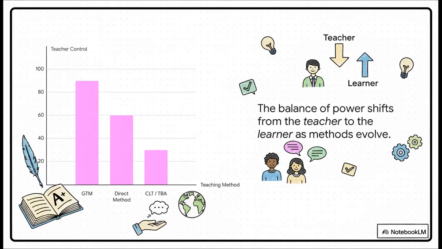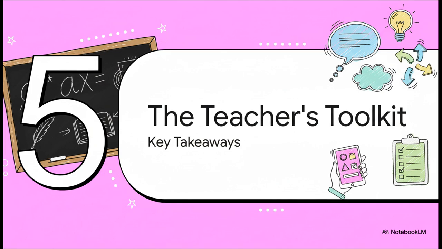And if you want to see the single biggest change across this entire history, this chart says it all. It's the balance of power. We start with GTM, where the teacher has almost total control. And as we move through time, you see that control slowly get handed over to the student until we get to CLT and TBA, where the goal is high learner autonomy, giving students the power and the freedom to communicate for themselves.